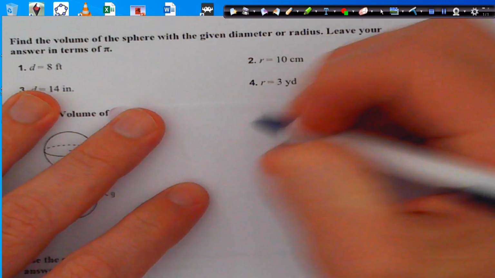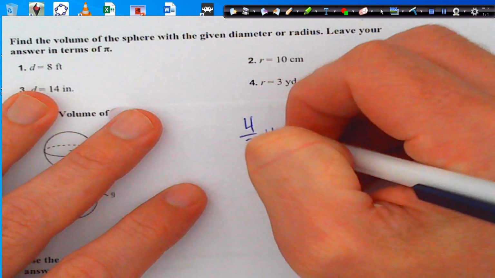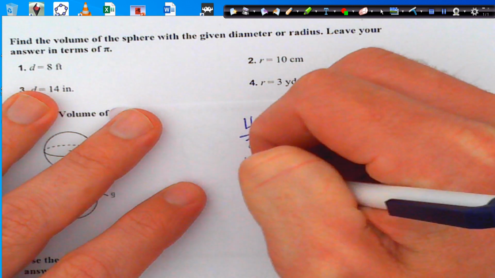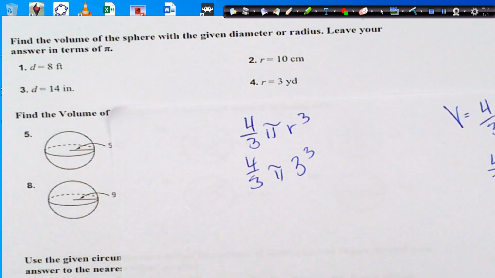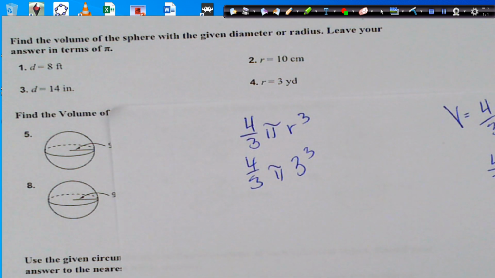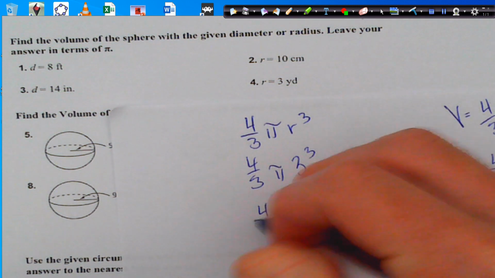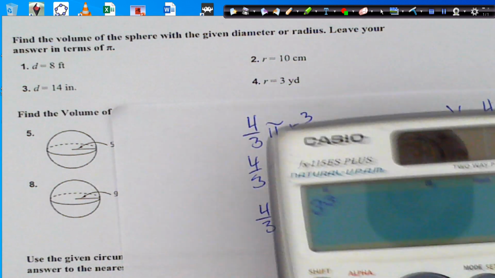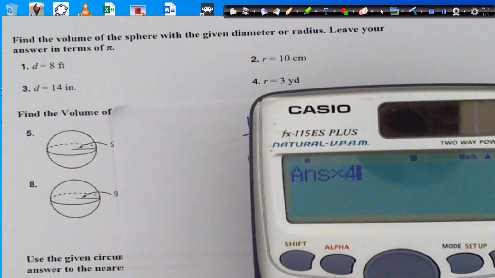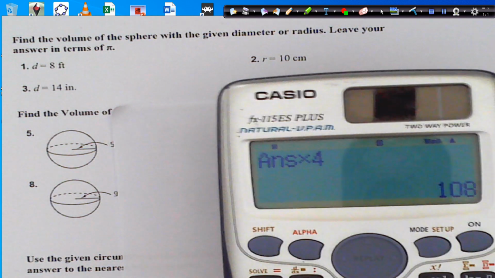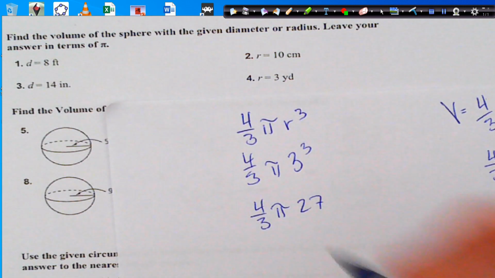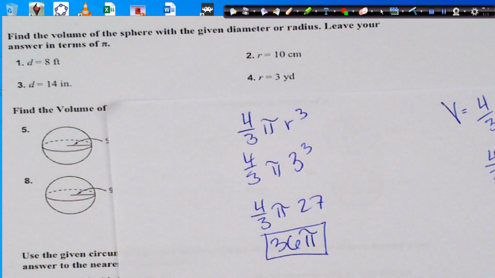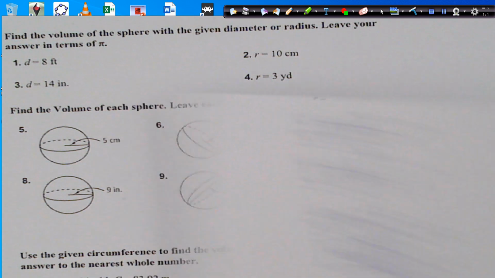So next one, same thing, 4/3 pi r cubed. R in this case is 3. So we do 3 cubed, 3 to the third power, which is going to give me 27. So we get 4/3 pi times 27. And this is where I just multiply that by the top number of 4 and then divide by 3. That gives me 36 pi. That one goes in nice and neatly. Okay, so number 2 and 4, there you go.